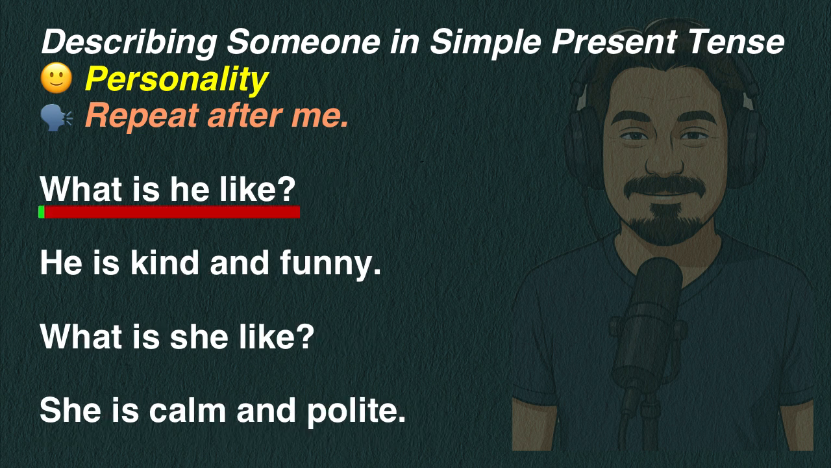What is he like? He is kind and funny. What is he like? He is kind and funny. What is she like? She is calm and polite. What is she like? She is calm and polite.